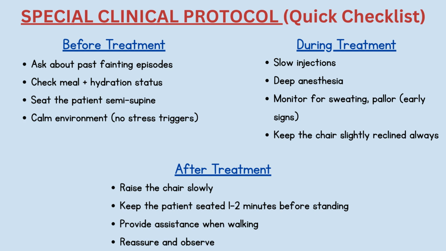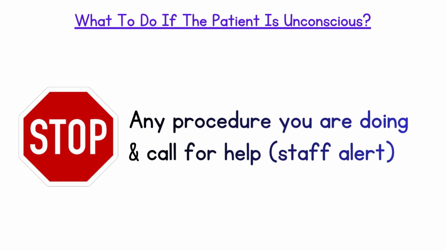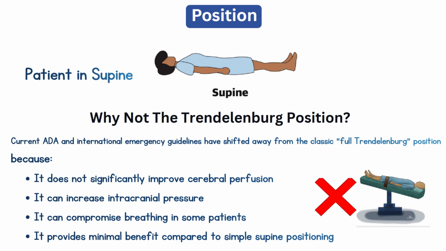Now, let's assume that despite your efforts, the patient faints. What should you do? The first step is to stop everything immediately. Clear the field, remove any instruments from the area, and call for help. Next, position the patient. Lay them in a supine position, which means flat on their back.